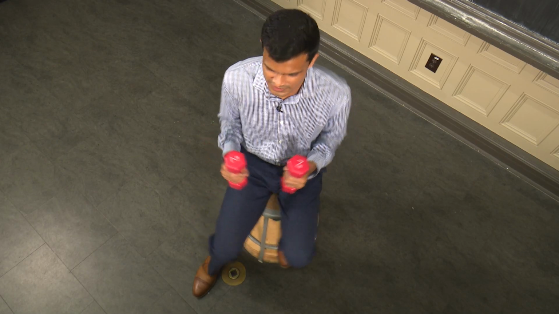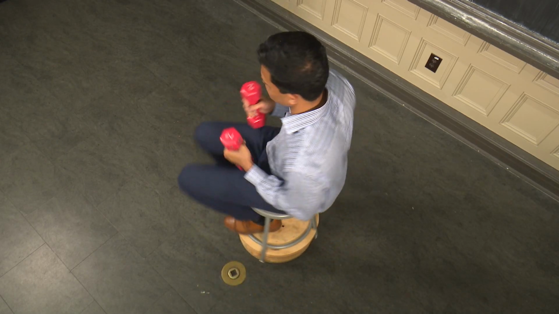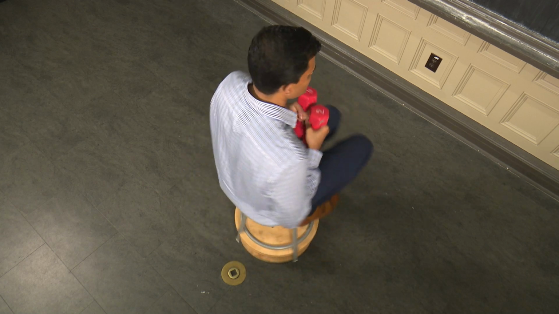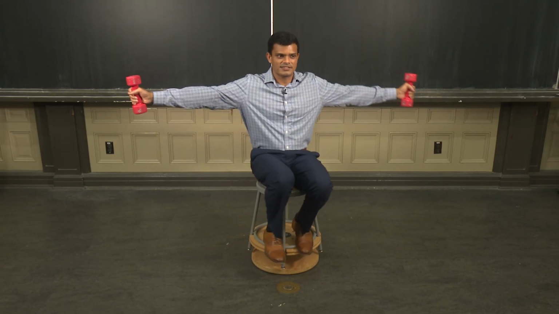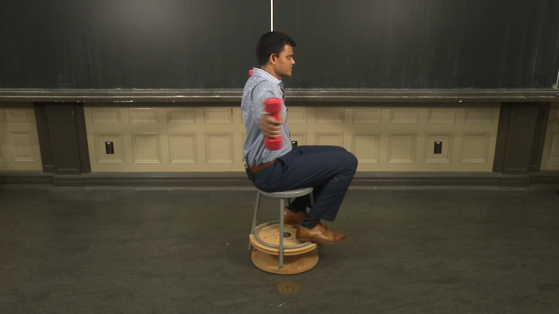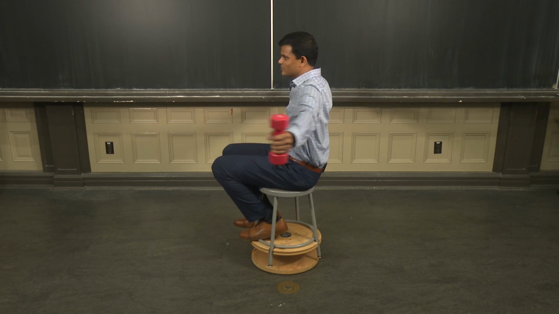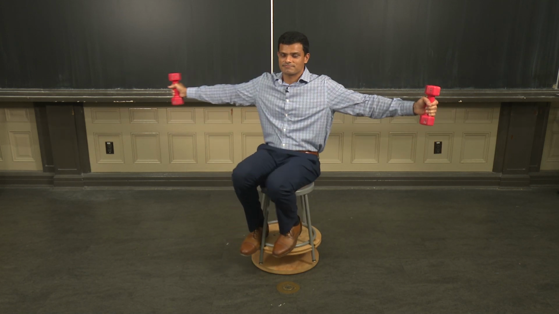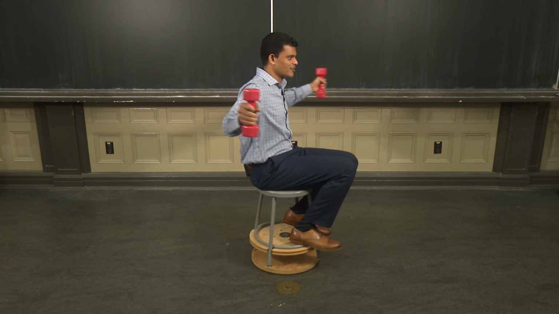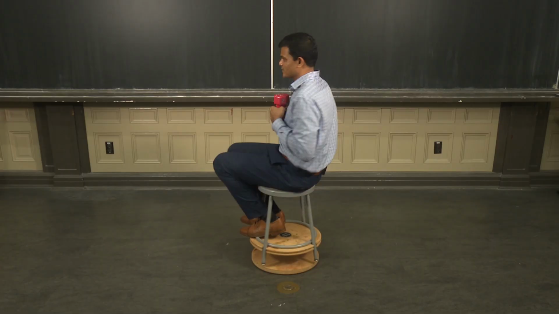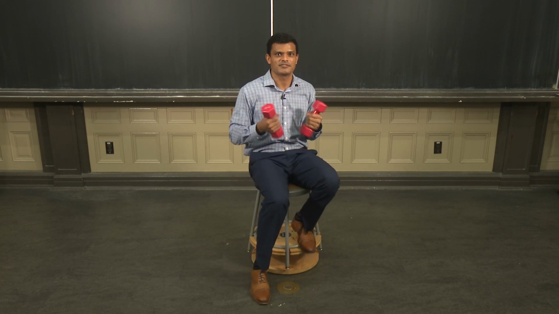So let's start with some angular velocity. As you can see, I'm rotating. I have some angular momentum. And when I spread my hands out like this, you'll notice that I'm slowing down quite a bit. That's because I have increased my moment of inertia by bringing that mass out. So if I bring it back closer, I speed up again because now I've reduced my moment of inertia.